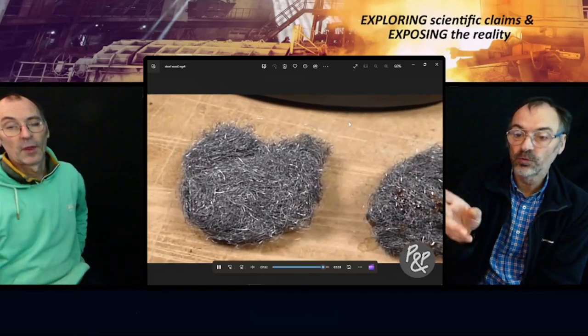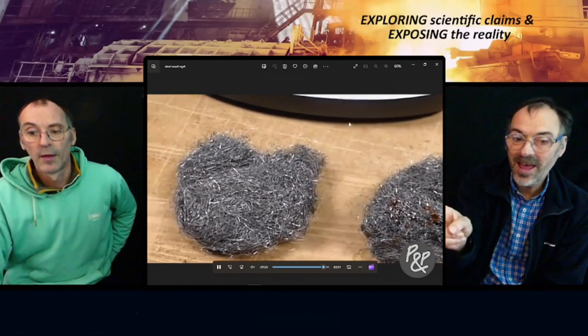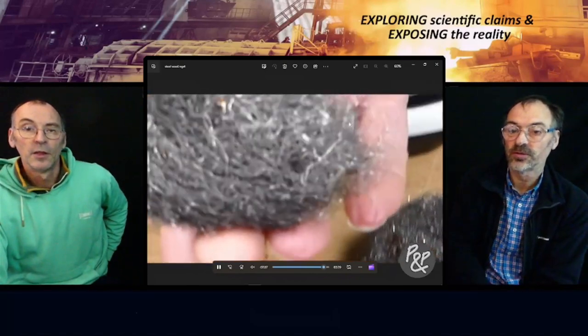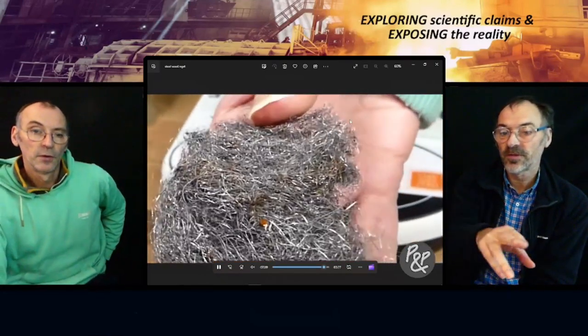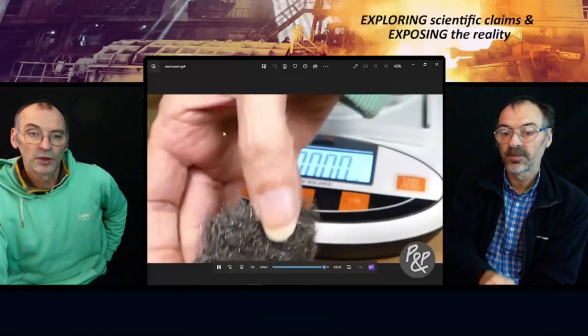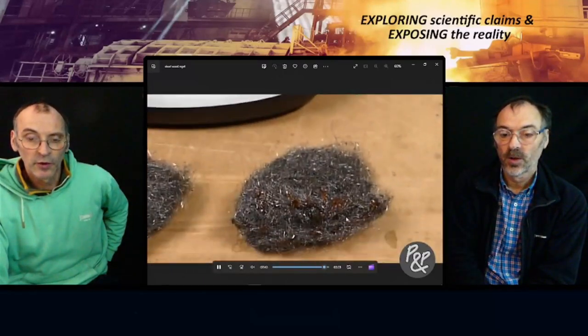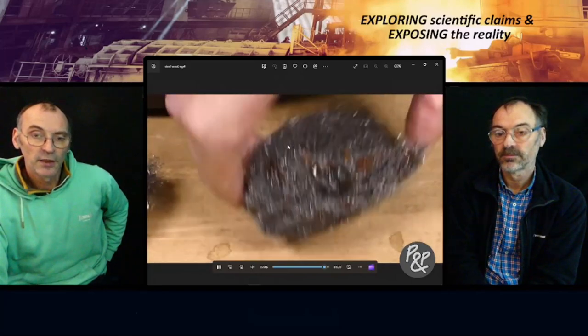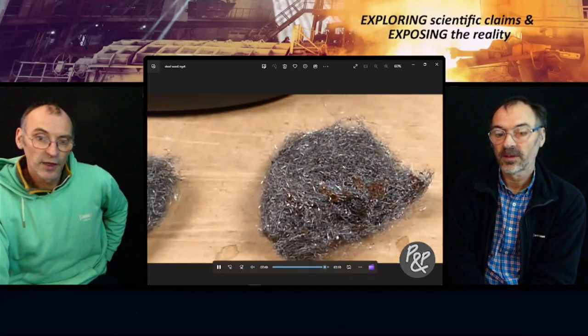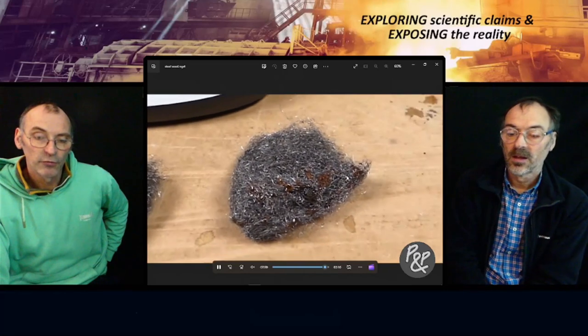And there does seem to be more rust in the jar of air than in the jar of oxygen. There's only some very small patches of it, that smearing of it, whereas there you can see it's a lot heavier. You've got a lot more spotting of rust.